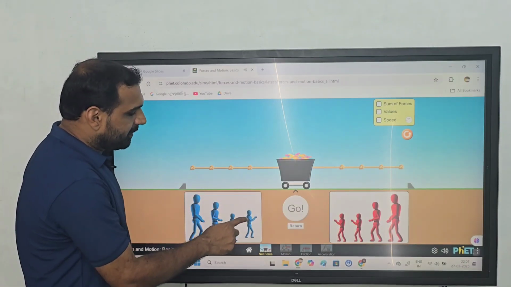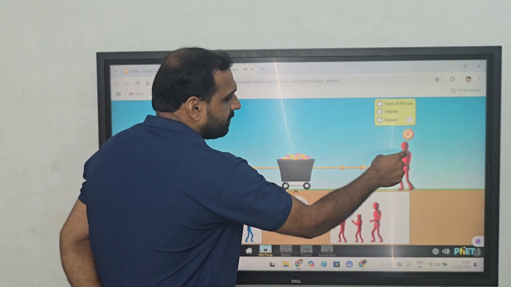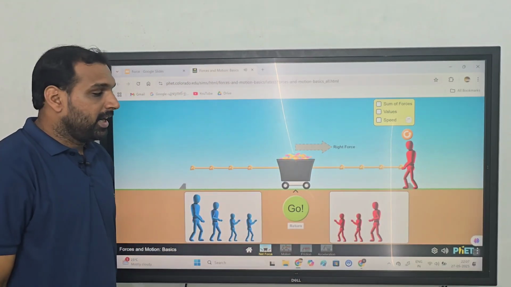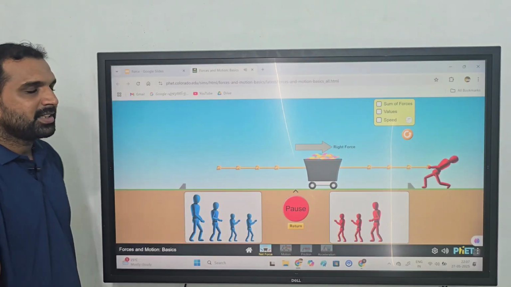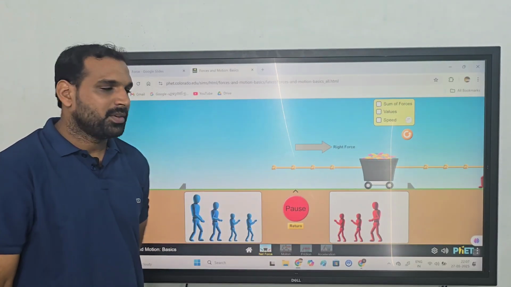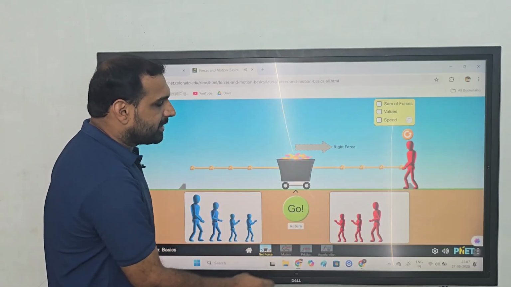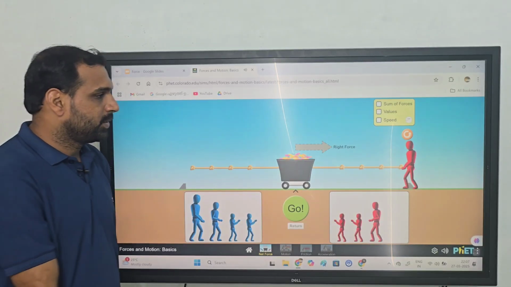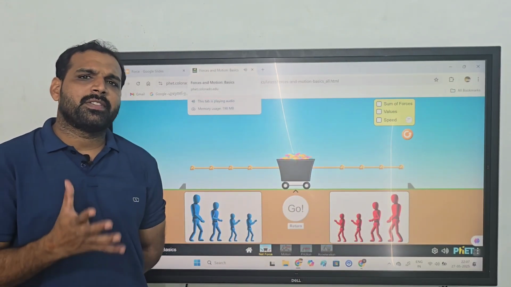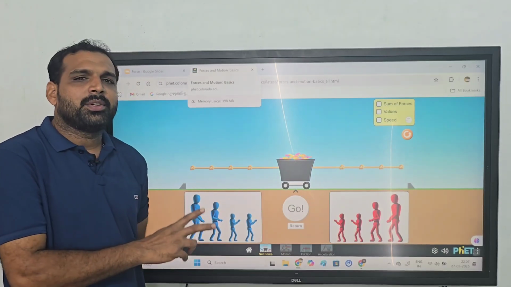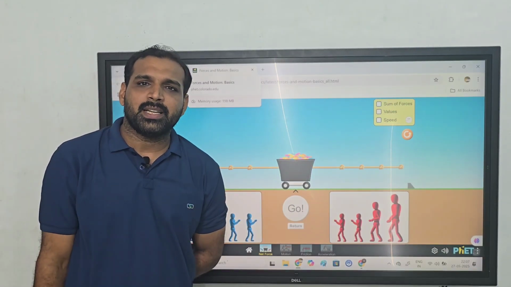And similarly, if I place a big man over here and ask him to pull the cart, you can see that it is moving quite faster. So this is another example for force. From this particular example, you can find that force can be used to move things, right?